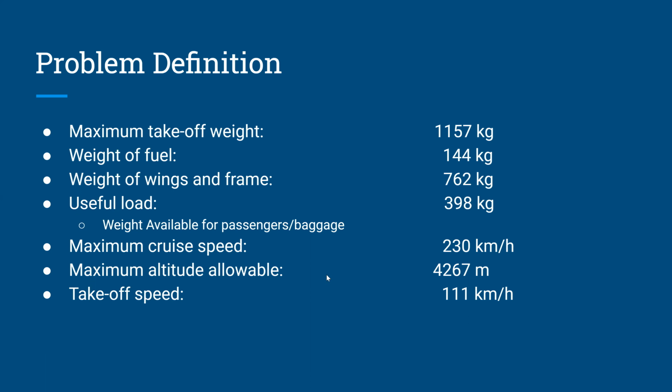kilograms. The maximum cruise speed is 230 kilometers per hour. The maximum altitude allowable is 4,267 meters. And we're going to use a takeoff speed of about 111 kilometers per hour.